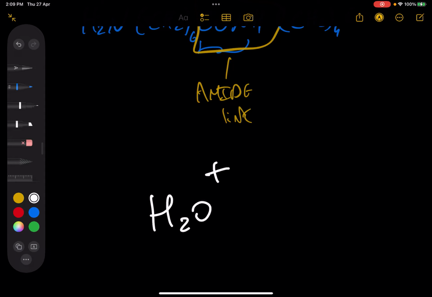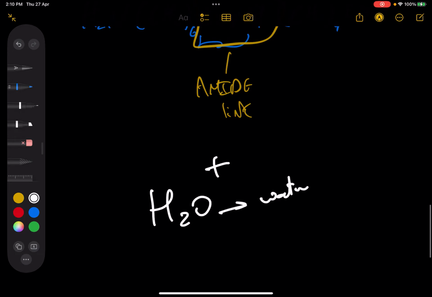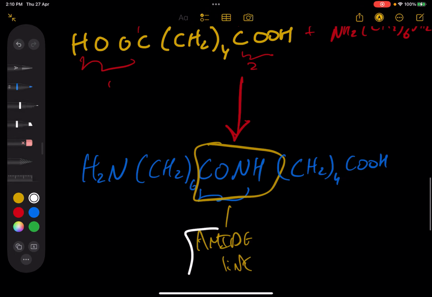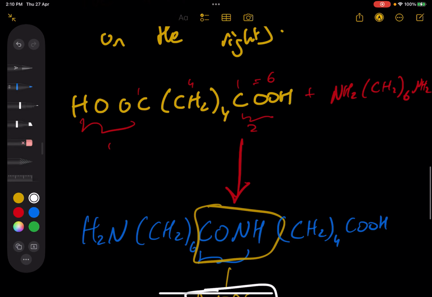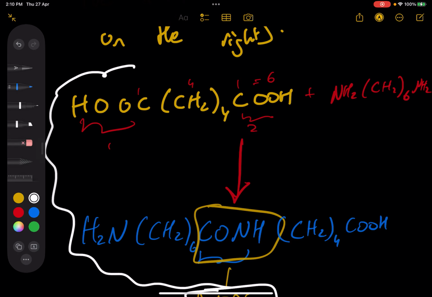In condensation polymerization, all the condensation polymerization reactions that you will study will produce what? Water. Okay. This is called the amide link. Sorry, but you have to memorize these. You have to take care of these, memorize them.